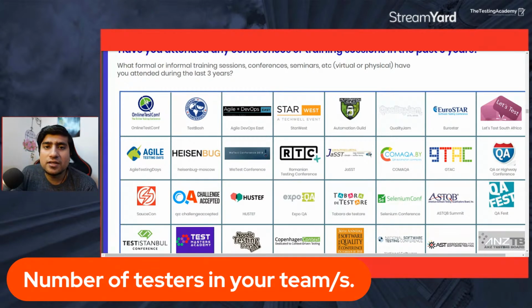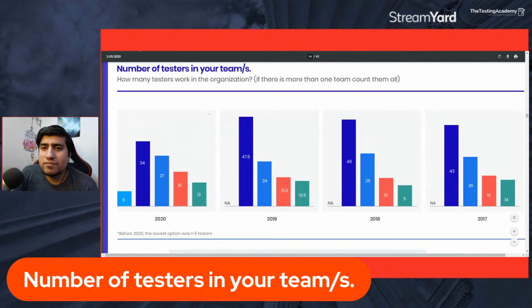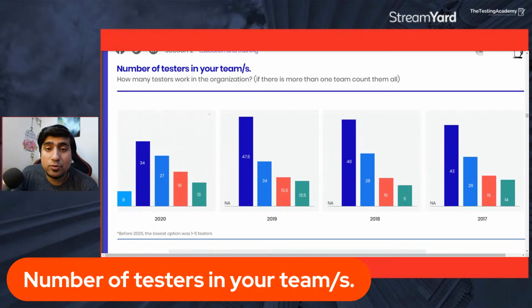in your team. And I think this is a very simple way. In this report, they are basically talking about how many testers you have. So in 2020, if you see, the majority of the people have 34 right now, and you can go through the report, guys. It's very straightforward.